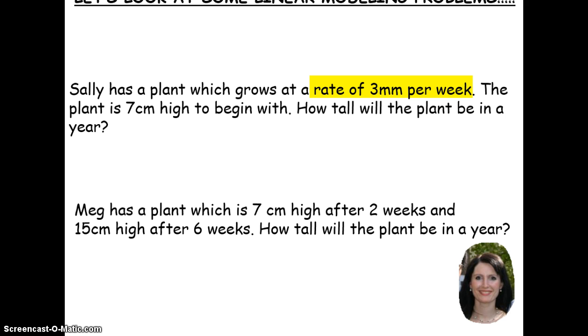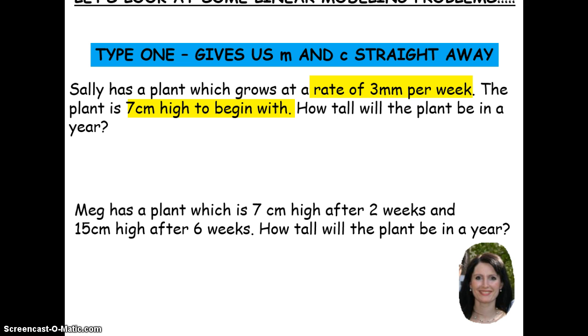This question, with Sally, gives us the rate of 3 millimetres per week. It also tells us what the plant was to begin with, and that's 7 centimetres high. This I will refer to as type 1. They give us m, i.e. the gradient, and c straight away. m in this case is 3 millimetres per week, so it's the rate at which the plant grows, and c is the constant, something that was there to begin with. That's the 7 centimetres high, because that's how tall the plant was to begin with. I'm going to call that type 1.